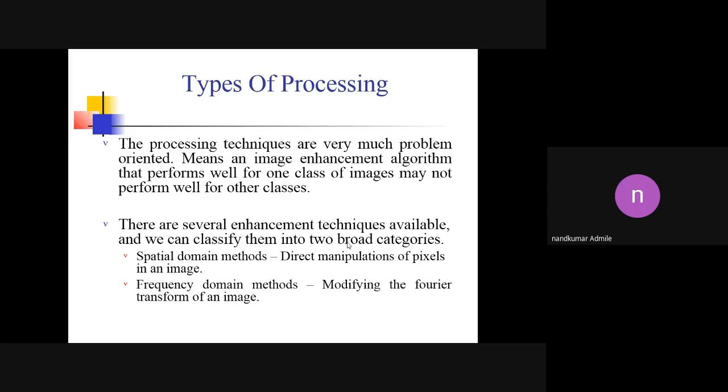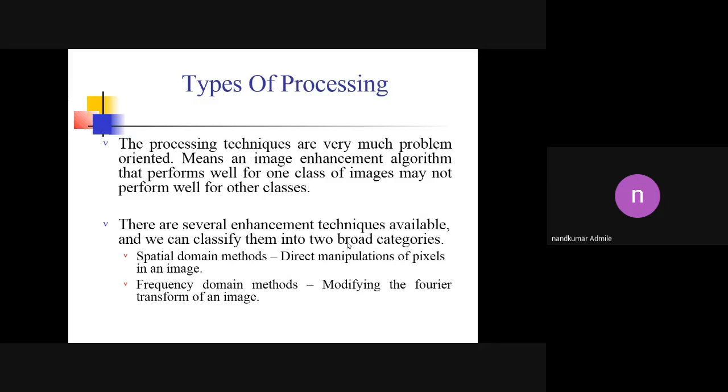Okay. So under histogram, we study three important techniques: histogram modeling, histogram equalization, and histogram specification. Depending on these three techniques, we also study different types of examples: how to draw the histogram stretching, how to equalize the histogram, and how to match the histogram. These examples are very important from the exam point of view.